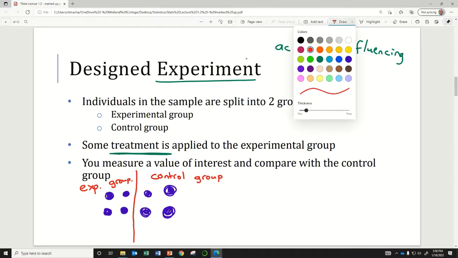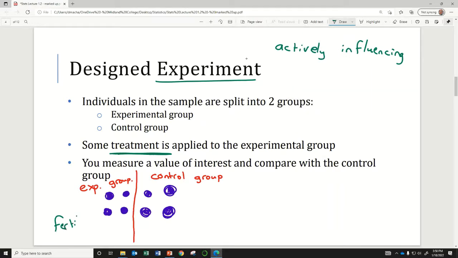We're going to take fertilizer and apply it to all of the plants in my experimental group, but the control group does not receive the treatment. Hopefully every other variable that might affect the growth of these plants holds the same. Since they're on the same farm, hopefully they receive the same amount of sunlight and rain and are otherwise treated exactly the same, except that the control group will not receive the fertilizer.